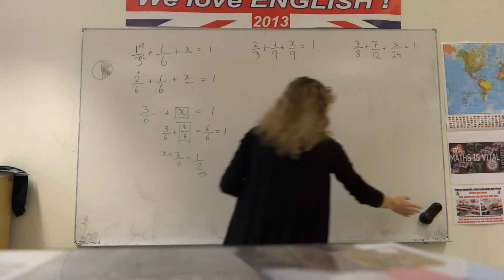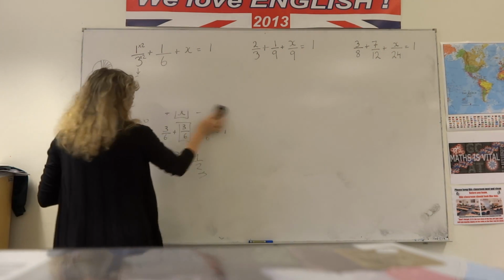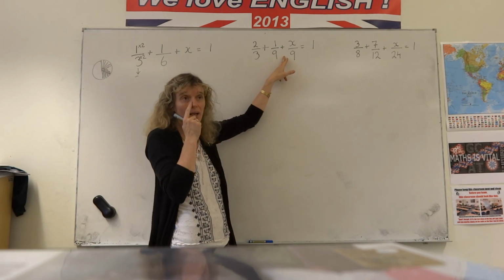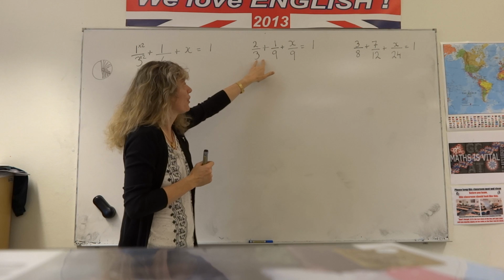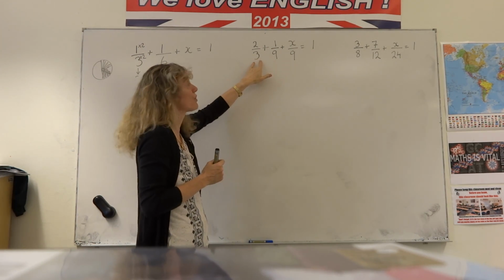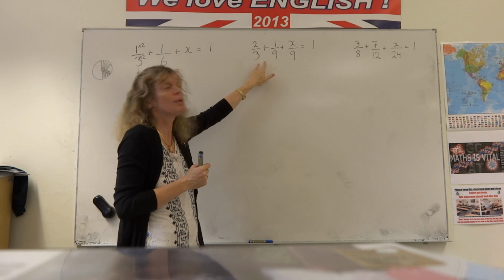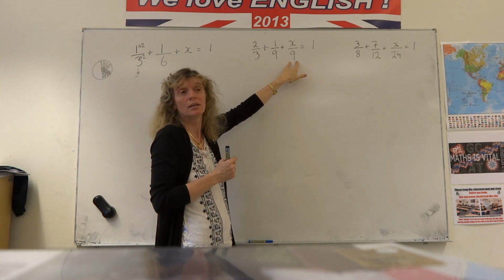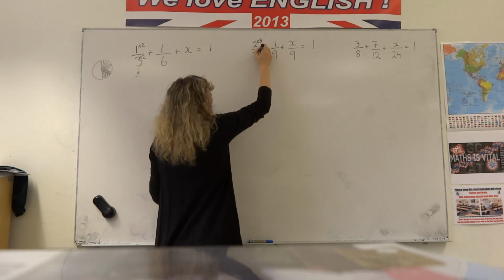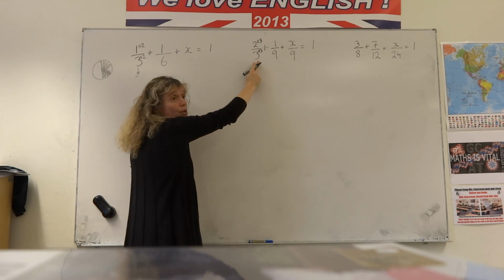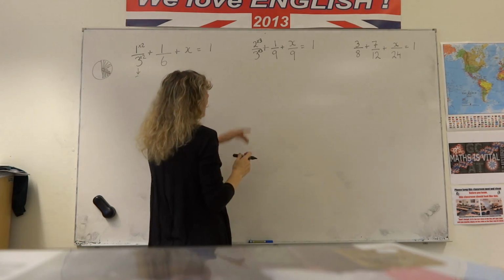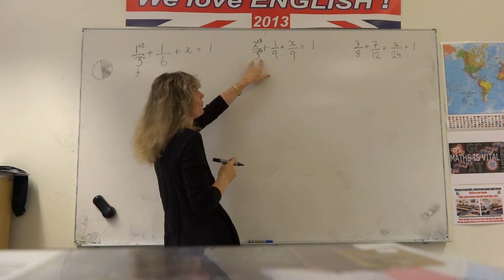Let's look at the next one then, which is built up slightly different because now they've said x over 9. Here we have thirds and here we have ninths, so we can't add them until we change the 3 down here to the same number as is here. So if we multiply top and bottom by 3 here, we would get a 9 on the bottom. And that's what we have to do in order to be able to add fractions. We have to have the same number on the bottom.